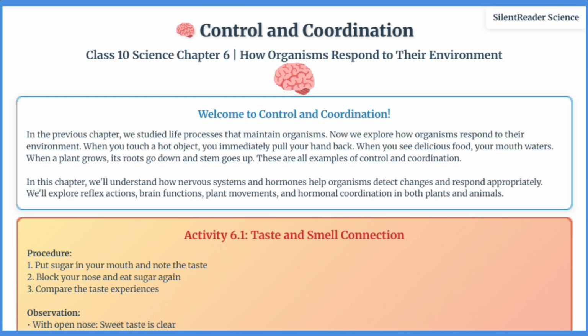In animals, this is achieved through the nervous system and hormones, while plants use chemical coordination. We'll study neurons, the building blocks of nervous systems, reflex actions that protect us automatically, the amazing human brain with its specialized regions, how plants respond to stimuli without nervous systems, plant hormones that control growth, and animal hormones that regulate various body functions. Get ready for an exciting journey into the coordination systems that keep organisms functioning harmoniously.